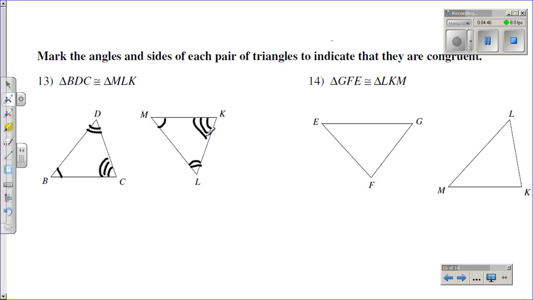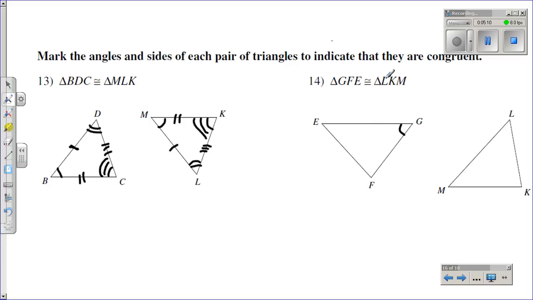Alright, then it said to also mark the sides. Between 1 and 2, I put 1 mark. Between 1 and 3, I'll put 2 marks, which means I put 3 marks between 2 and 3. Now those are marked showing what's congruent. It's really easy. Let's try the G.